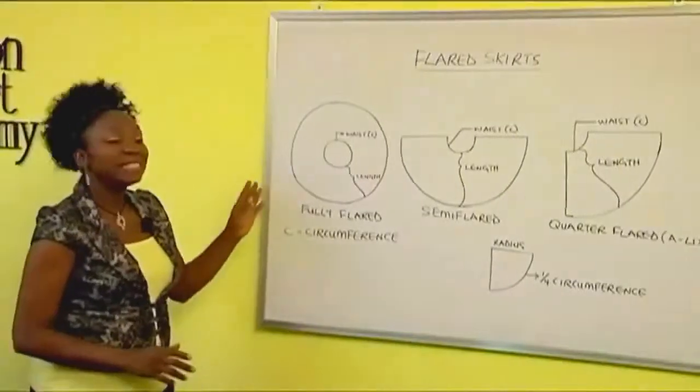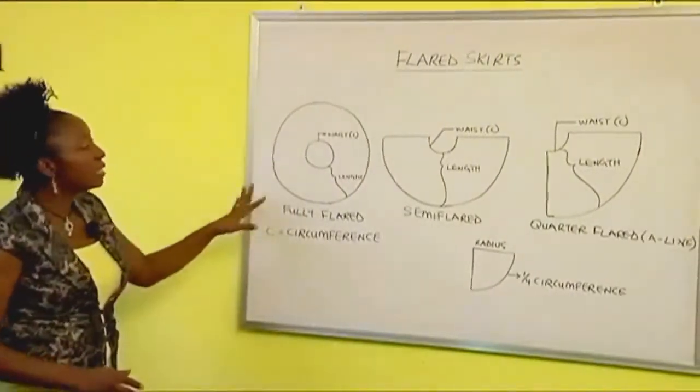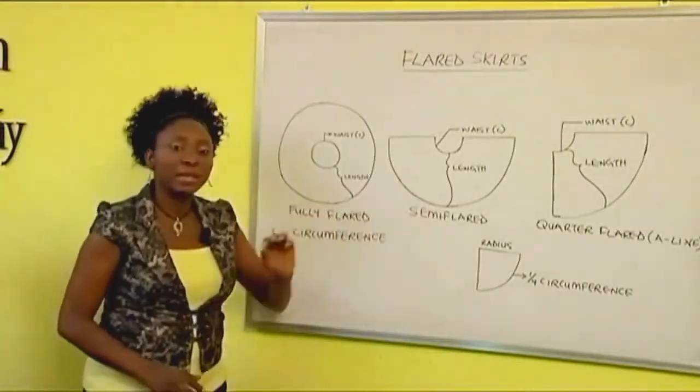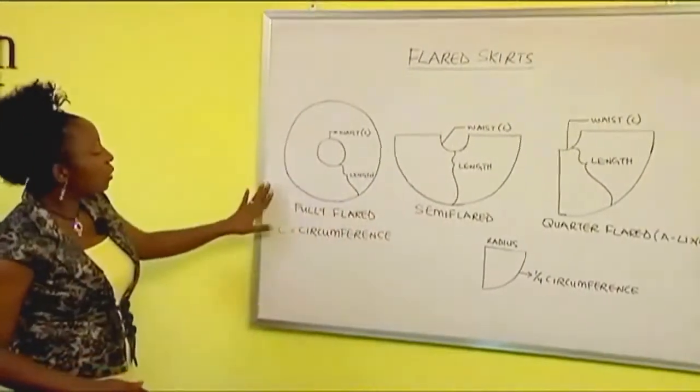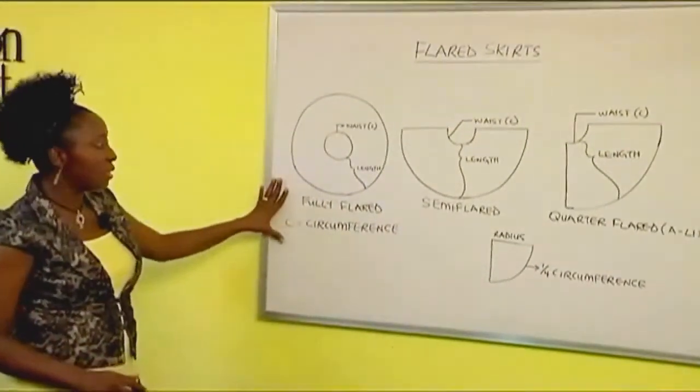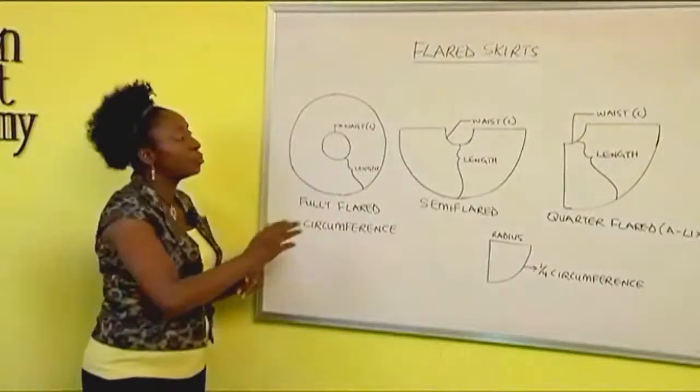are cut in circles, semicircles, or quarter circles. Let's go to the board and see how it looks. We can see that we have 3 different kinds of flared skirts. Now take a look at the fully flared skirt. As you can see, it's made up of 2 circles.